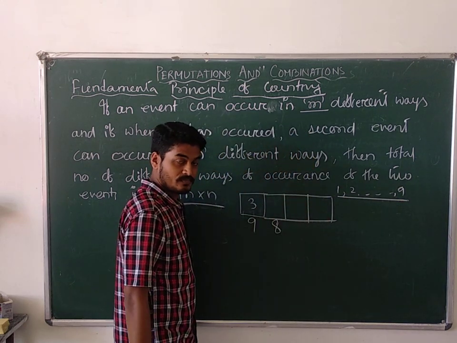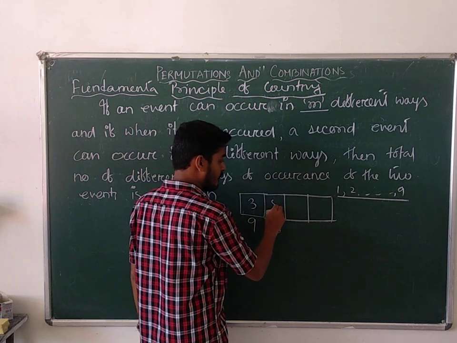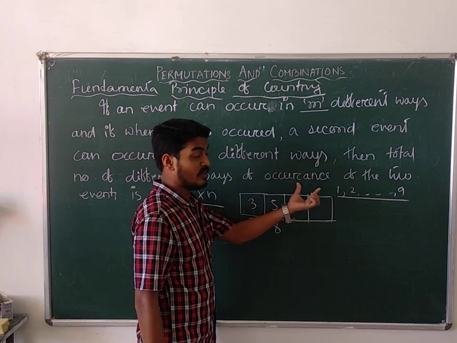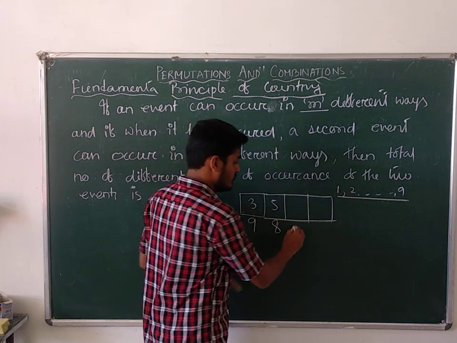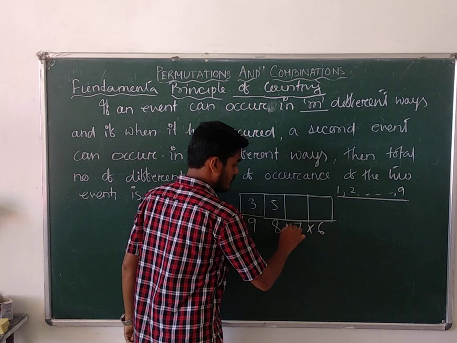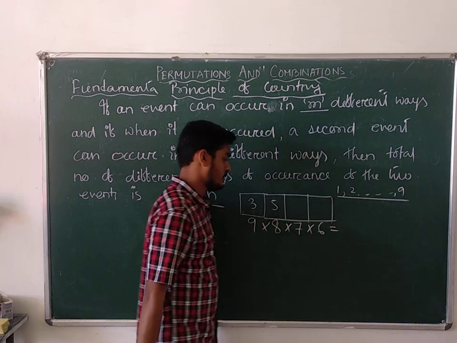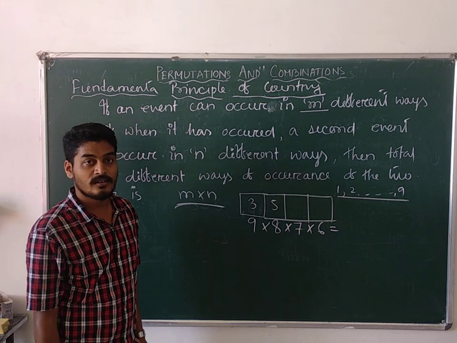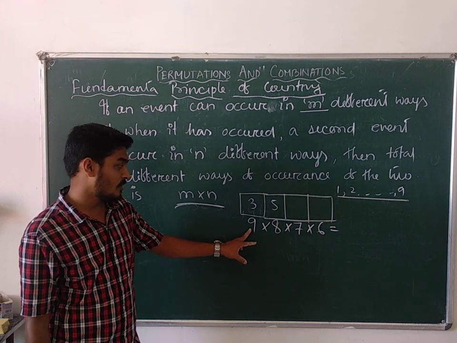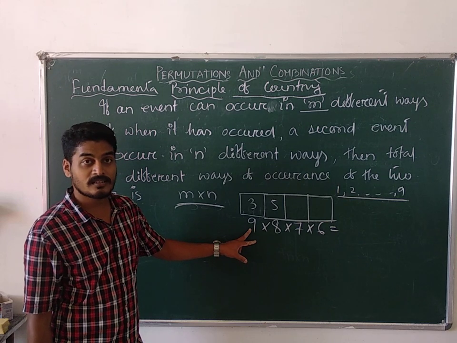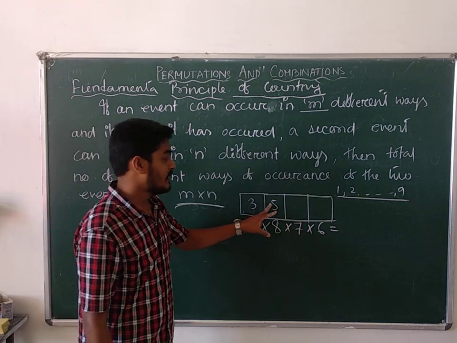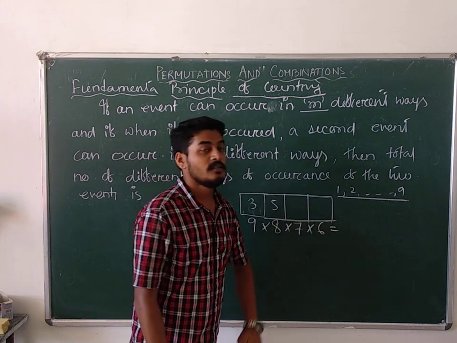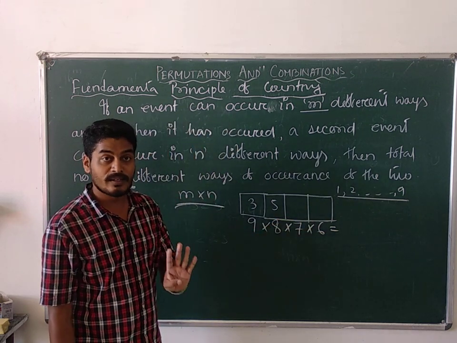Suppose you have used 5 here. That means you are not supposed to use 3 and 5 once again. Out of 9, 7 digits are left, then 6. This is the answer. Correct? In this way we can find the total number of ways. The first event is filling up the 1000 place, the second event is filling up the 100 place, the third event is filling up the 10 place, and the fourth event is filling up the unit place. 4 different events are there.